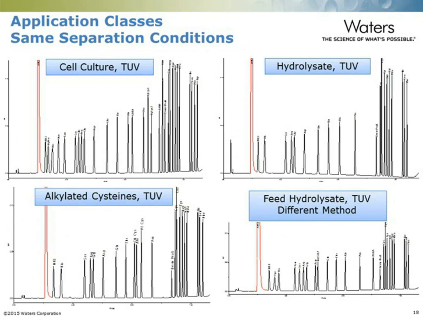The method itself is suitable for 4 general classes of applications. We use it for cell culture, which is perhaps the more challenging because of the large number of amino acids. For hydrolysates of purified proteins. We also include the alkylated cysteines that are used with purified proteins to protect the sulfur-containing amino acids. And then we also use a slight modification of the gradient table to analyze the compounds commonly found in feed samples.